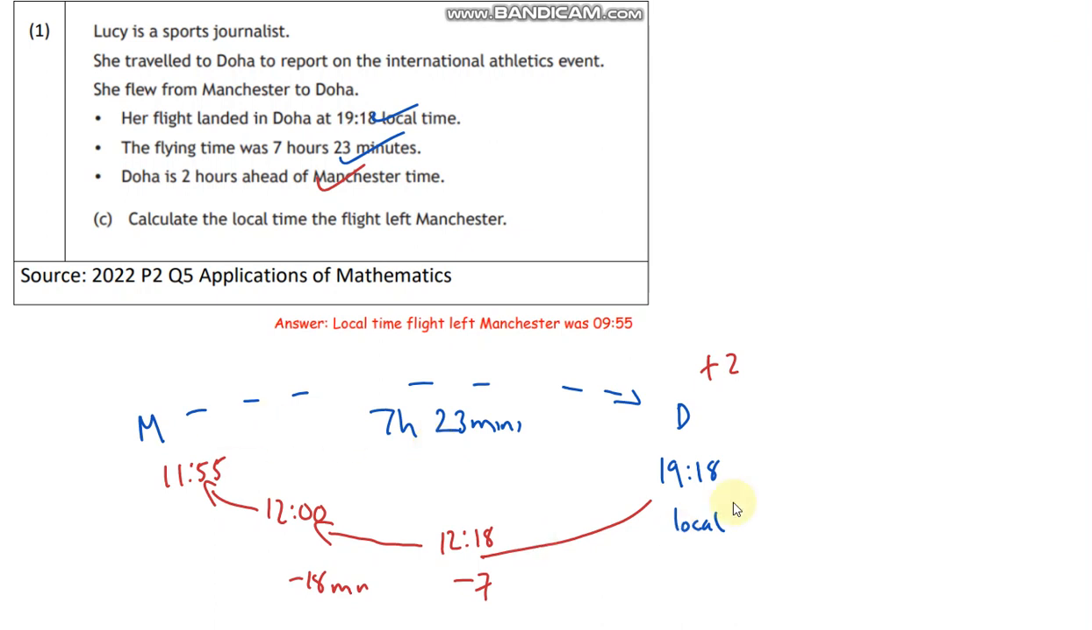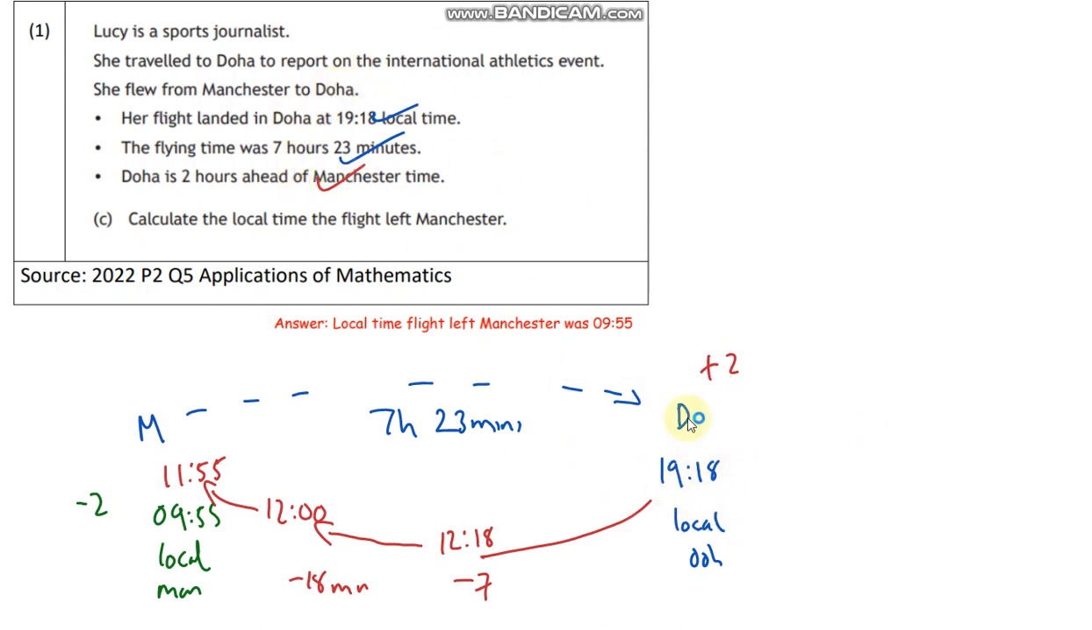But we know that Doha is 2 hours ahead. So my final answer, I need to take away those 2 hours, and that gets me to 9:55. That's now in the local Manchester time. That one was in local Doha time. Okay? So they're 2 hours ahead, so we need to take away 2 hours from here. If you do that in a sketch, I think it makes it a wee bit easier. So yeah, Doha local time.